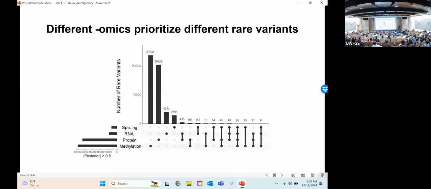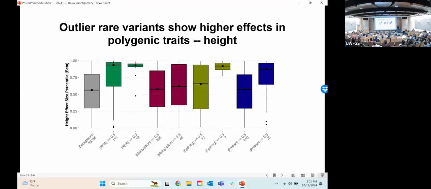And this is just a simple upset plot showing the intersection of the posteriors. So obviously lots for methylation here, but there's only about 26 high scoring rare variants where we see the impact across all the different assays. Many of them are specific to a single assay or combinations of those assays.